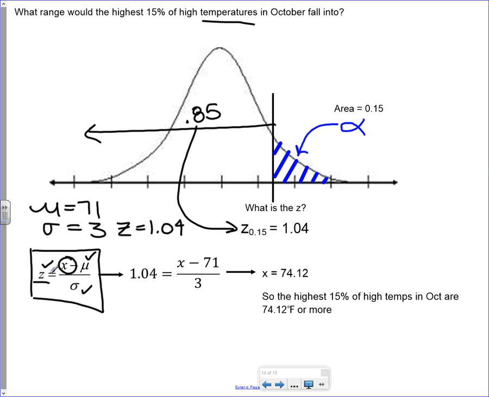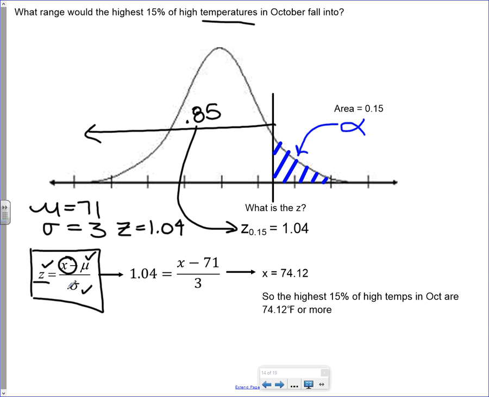We're also going to talk about doing it on our calculator, but even when we're doing it on our calculator, that's what the calculator's doing. It's using the Z formula and the normal chart, okay? So we've got 1.04 is our Z, right? We just figured that out.